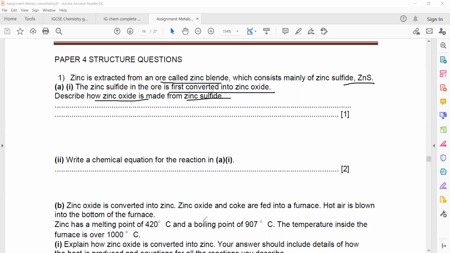What's the answer? Zinc sulfide is converted by heating or reacting with oxygen or air. You can also mention air. I will show the answer key or marking scheme as a reference so that you can identify what should be the correct answer.